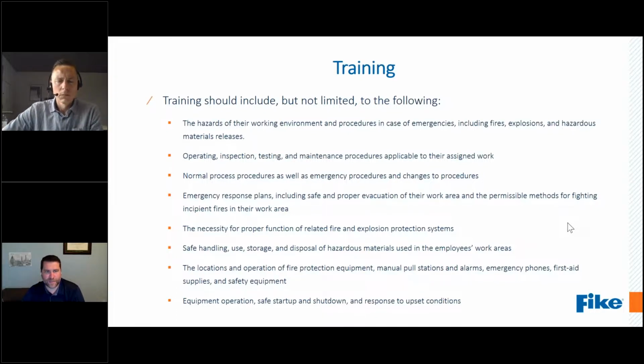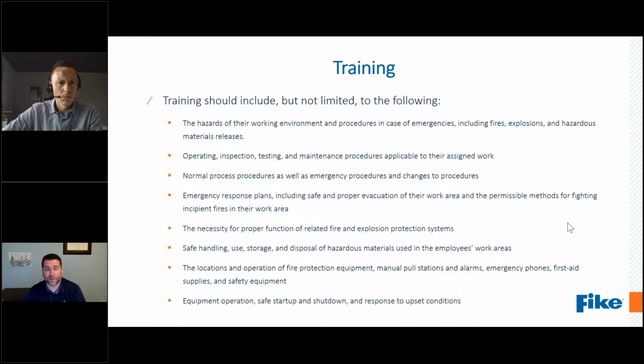The operation, inspection, testing, and maintenance procedures that are applicable to their assigned work. Maintenance especially, as they might be opening equipment. Is there protection equipment on here that needs to be locked out first? Are there things that can be safely opened this way? Those are procedures that they need to have.